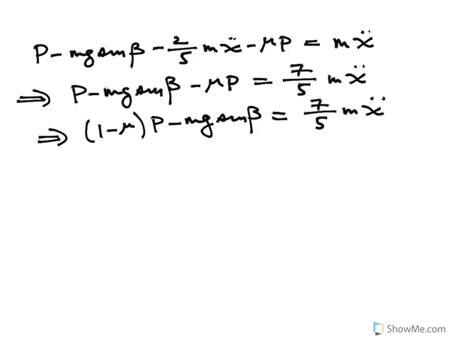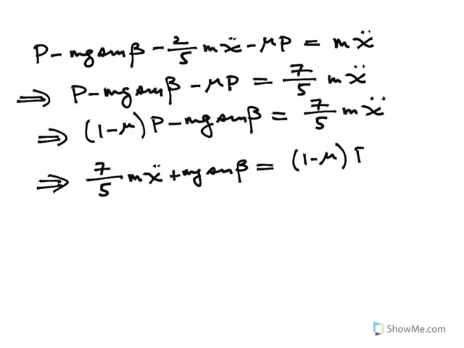This last result can be arranged a little bit. It's not really necessary to do this, but it'll make it a little bit easier to write it as 7/5 mx double dot plus mg times the sine of beta is equal to 1 minus mu times P. That's the differential equation of motion. So now we're going to go on to another example.